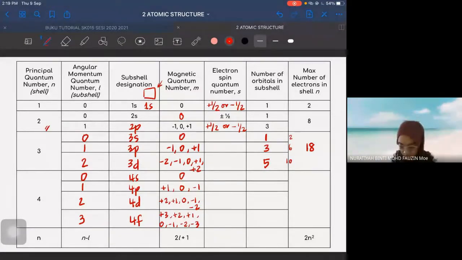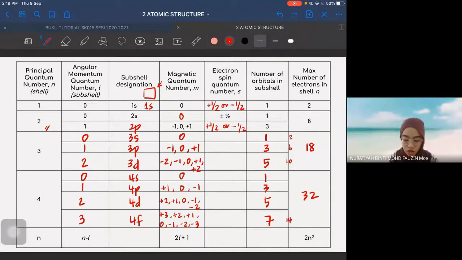Okay, kat sini kita dapat 1, 3, 5. So kat sini berapa? 1, 2, 3, 4, 5, 6, 7. Get 7, okay? So this one you will get 7 times 2, 14. So 14 plus 18 dapat berapa? Maximum number of electrons in shell 4? 32. Okay, very good. Alright, so that is how you know the maximum numbers of electrons in your shell.